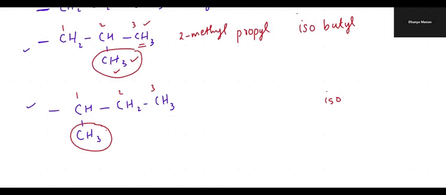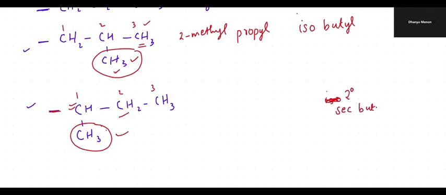If the carbon atom connected to the main chain has 2 surrounding carbon atoms, it is called secondary. And how many carbon atoms are here in total? 4. So we call it butyl.